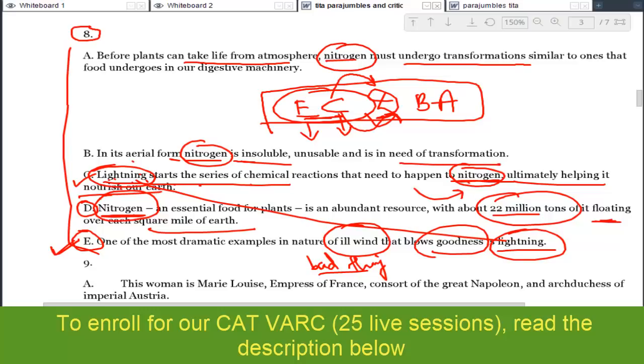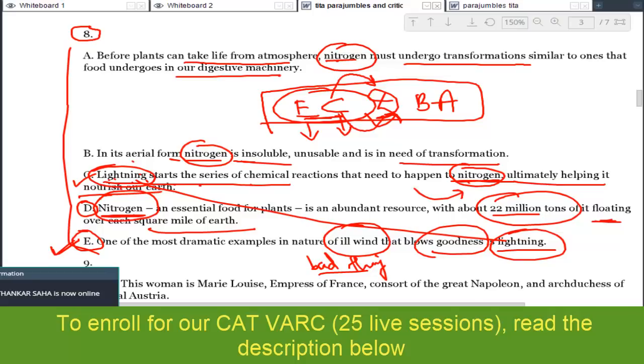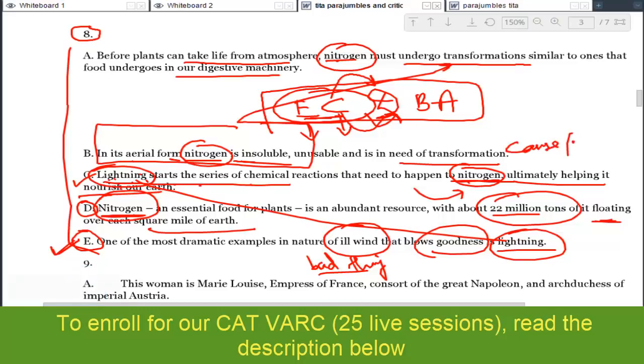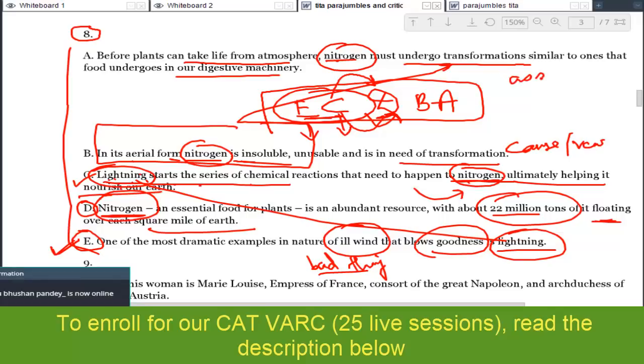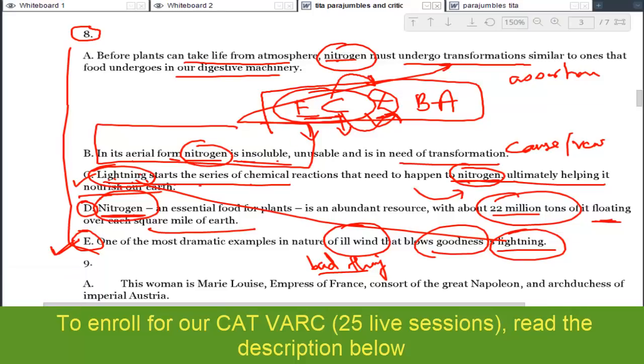It needs transformation, right? And nitrogen must undergo transformation similar to the ones that food undergoes in our digestive machinery. Because nitrogen is insoluble, it must undergo the transformation. So this is basically the cause, or rather I would say the reason, and this is the assertion. So the author says that nitrogen in its aerial form is insoluble. Before plants take it, nitrogen must undergo transformation similar to the ones the food undergoes in our digestive machinery. So we have ECDBA as the right choice. A CAT 17 question, a difficult question I would say, but still an interesting question.